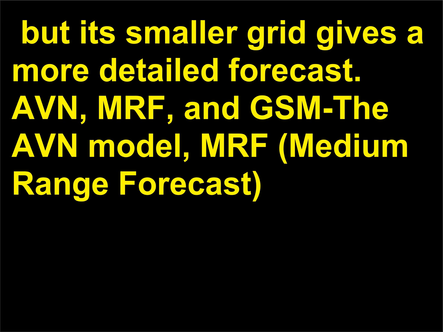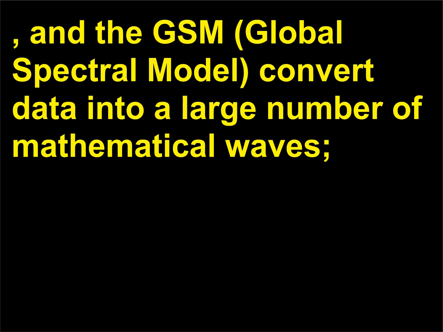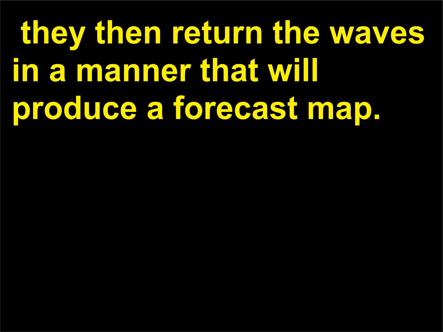AVN, MRF, and GSM. The AVN model, MRF, medium range forecast, and the GSM, global spectral model, convert data into a large number of mathematical waves. They then return the waves in a manner that will produce a forecast map.